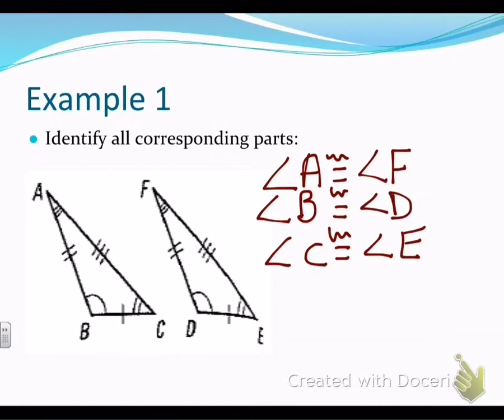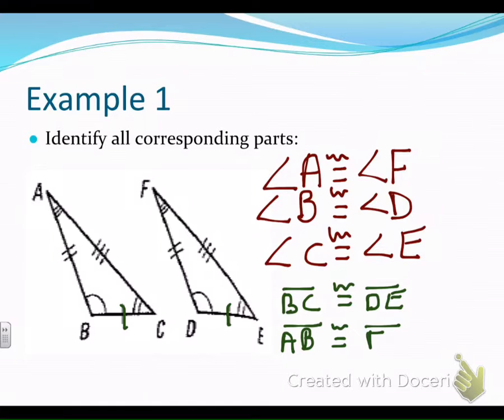Alright, now let's do segments. Let's start with the first ones. Segment BC is congruent to segment DE. Segment AB is congruent to segment FD. So those two are congruent. Then our last one, I'll write it over here, segment AC is congruent to segment FE.